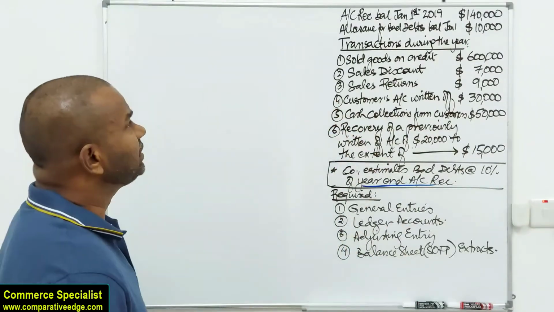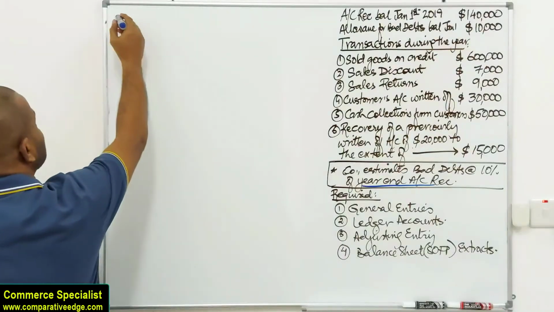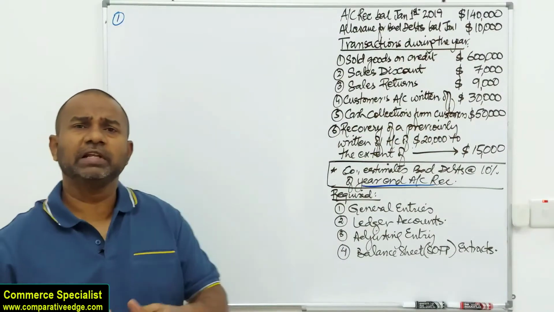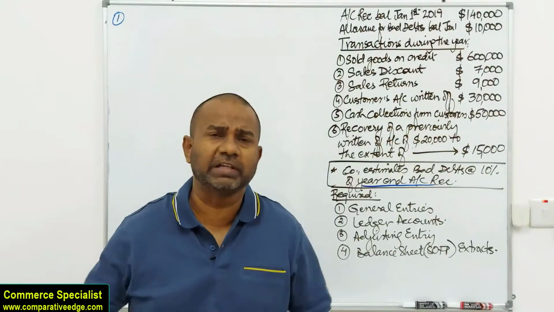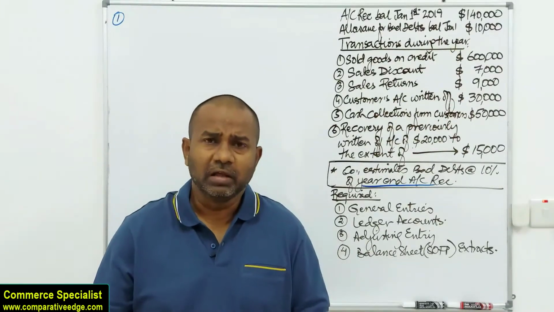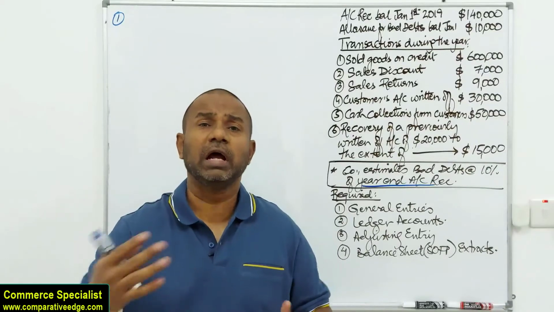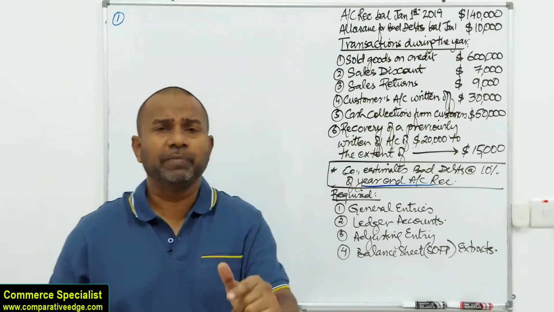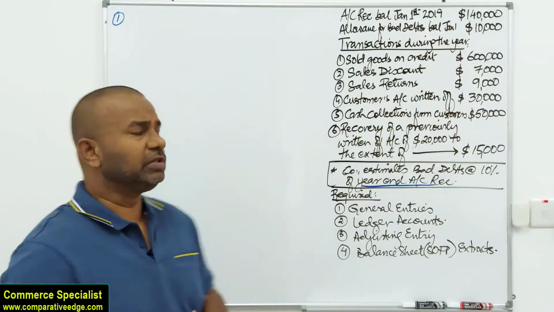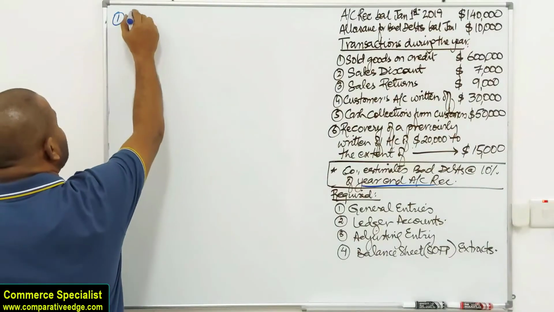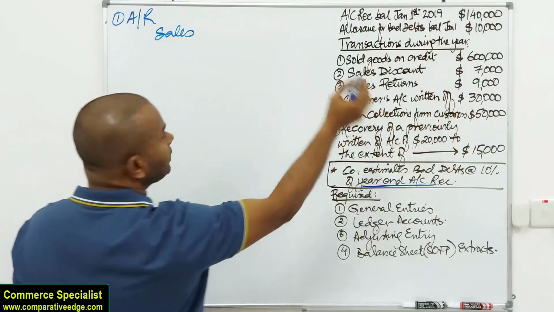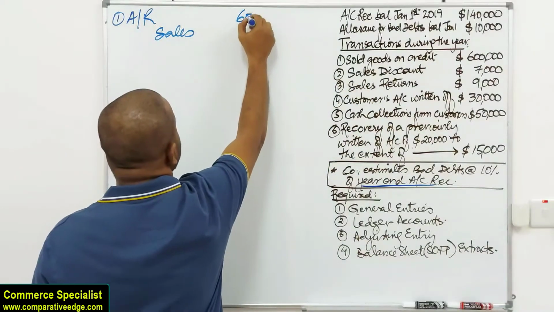The very first entry, it says sold goods on credit. So I'm giving the entry here. Selling goods on credit means you're selling the customers your goods, your merchandise, your stock, whatever you're dealing in. Selling on credit or selling it on account means you're selling but the customer is not paying you. If the customer is not paying you, that means you have to receive. So this is how it is recorded. We debit account receivable and we credit sales. The first amount is 600,000.